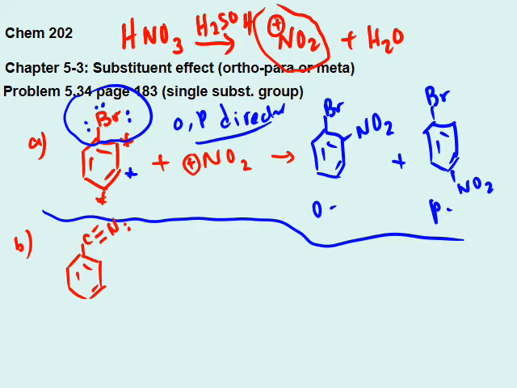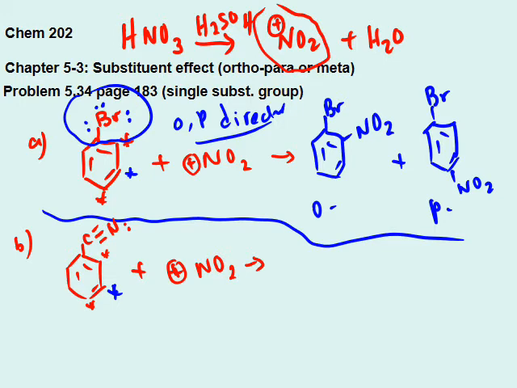Now I'm attaching the same group, NO2 plus. The question is, where would this go? Again, I'm going to write down with red asterisk the ortho and para possibilities, and with the blue asterisk I'm going to write down the meta location.